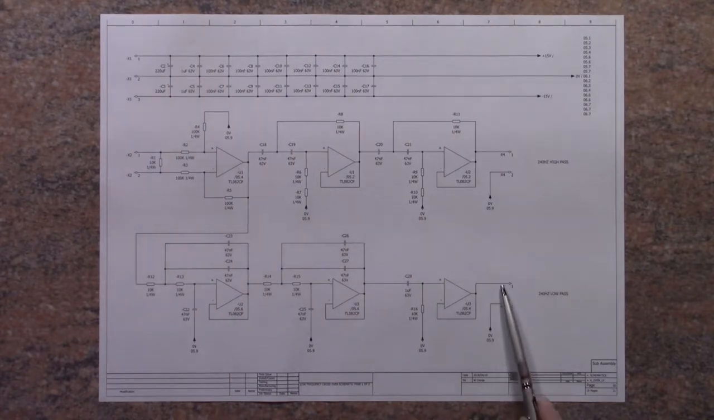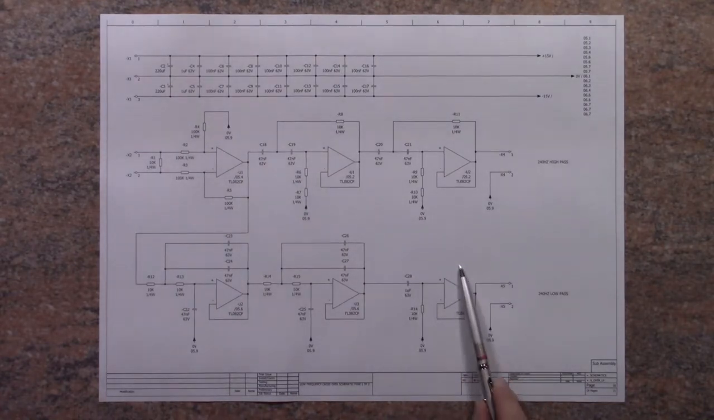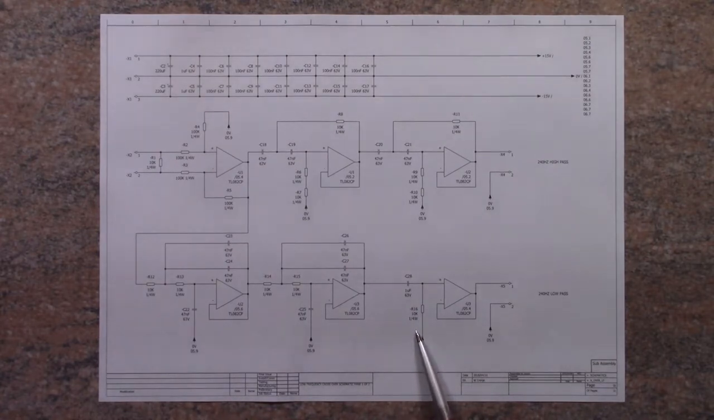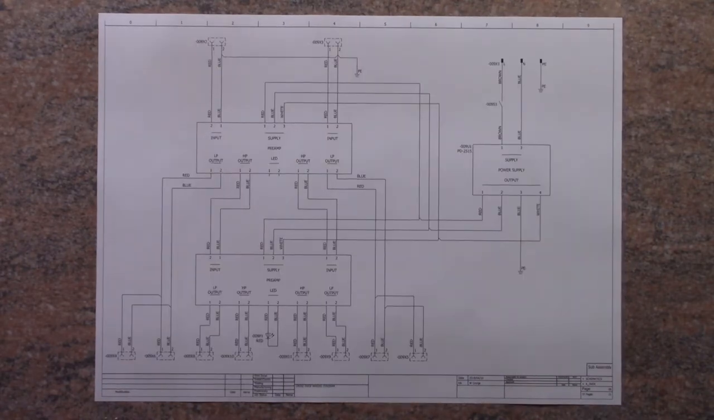Then lastly, on the low pass filter, I just have a DC elimination circuit out at the end. So there's another RC filter here set at about 1 Hz, and that's just to make sure we don't send any DC out to the power amplifiers. So this is the wiring diagram for the crossover.